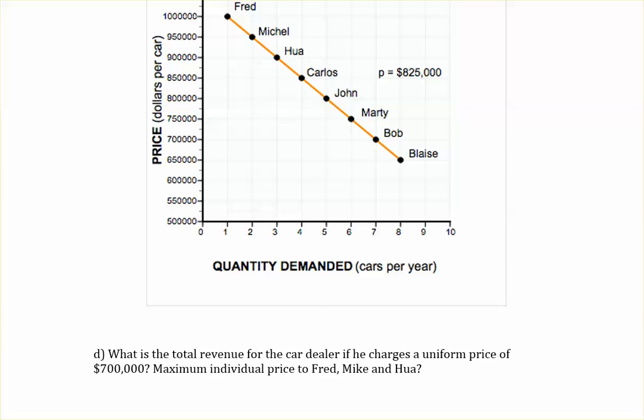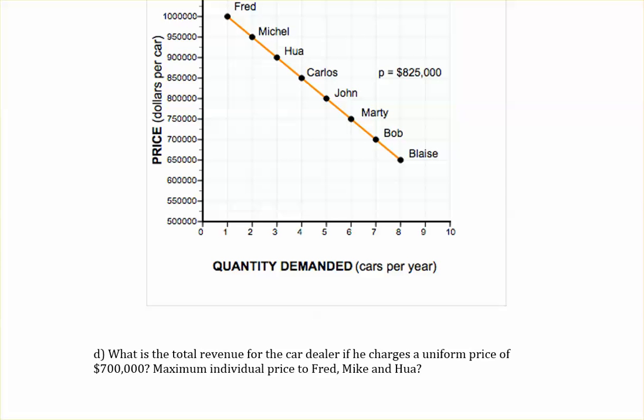So question D is a little bit complicated. It just asks you to compare the two scenarios. One is when the dealer charged the uniform price. In the other scenario, the dealer applied price discrimination. How does the revenue differ?